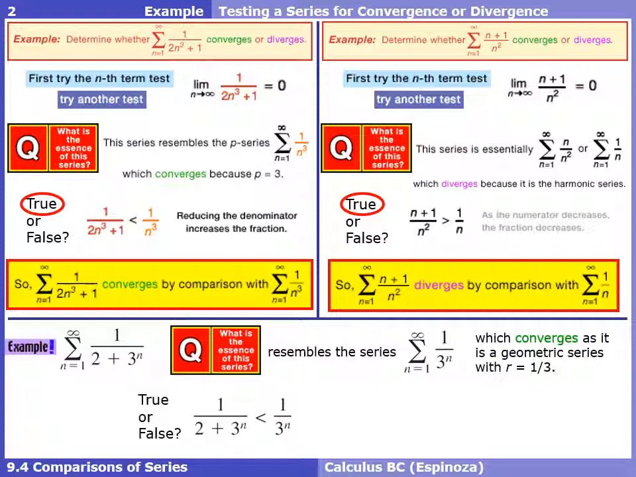So that means we need to set up this situation right here. We need to see if our unknown series is less than or smaller than our known series. If that's true, then both series behave the same way.